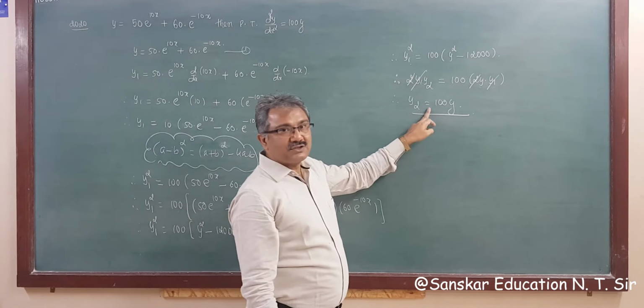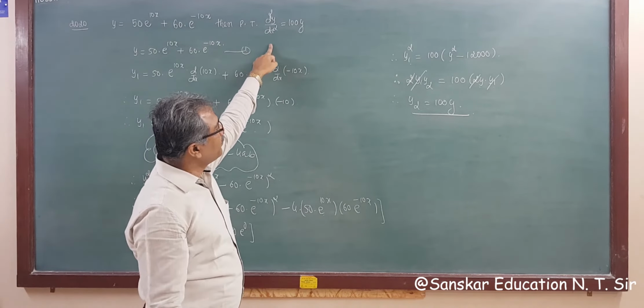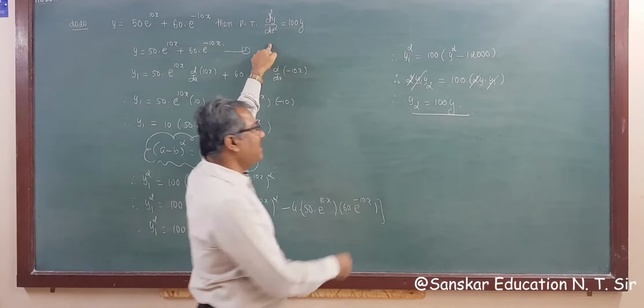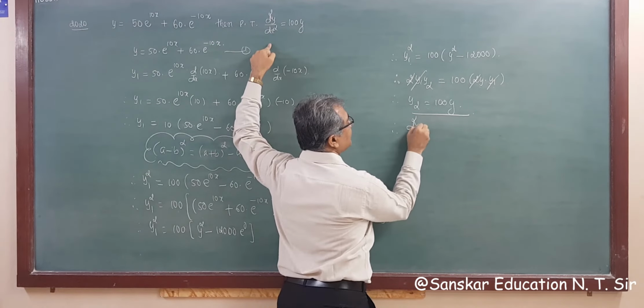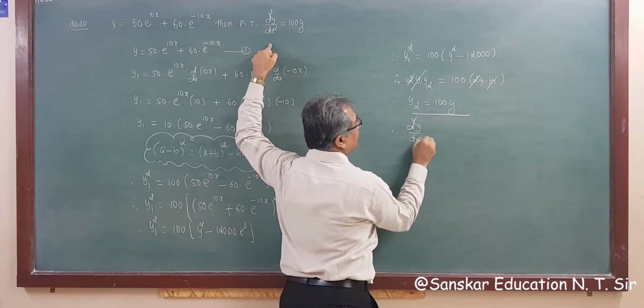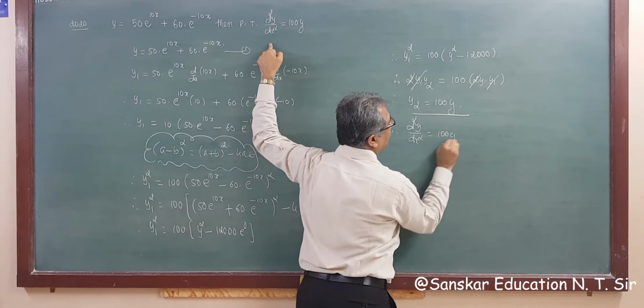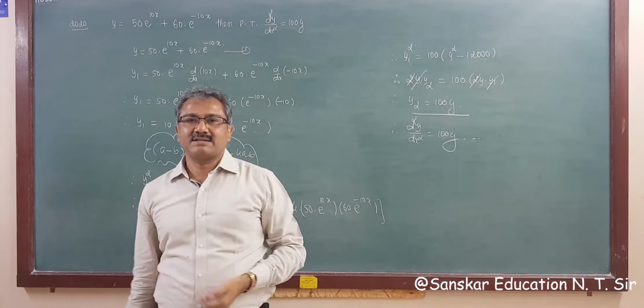This is what you want to prove. Y2, that is d square y by dx square. So therefore d square y by dx square is equal to 100y. So this is your final answer.